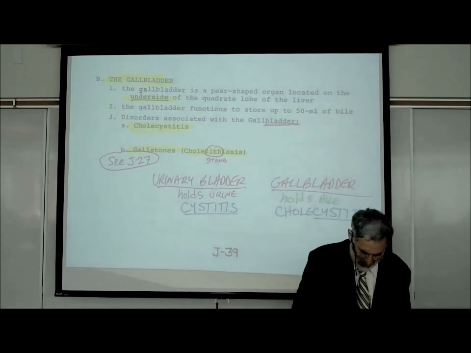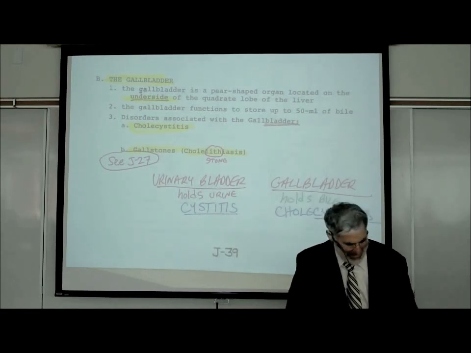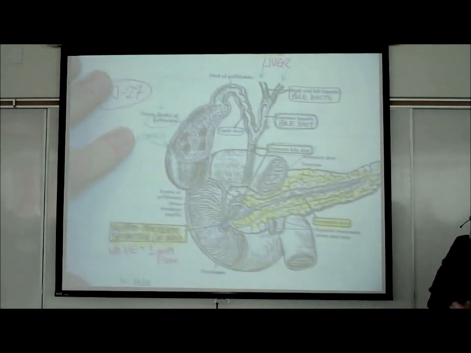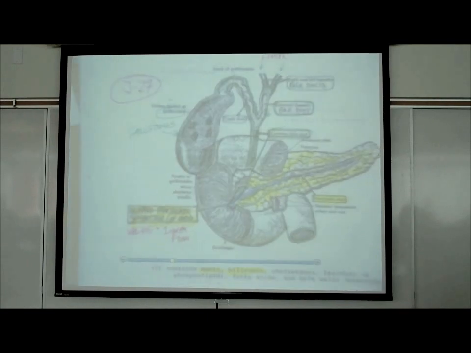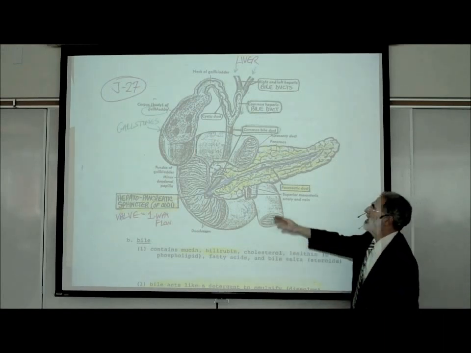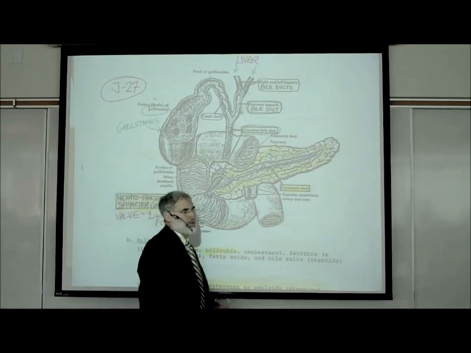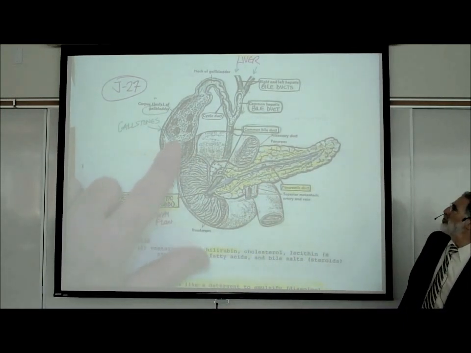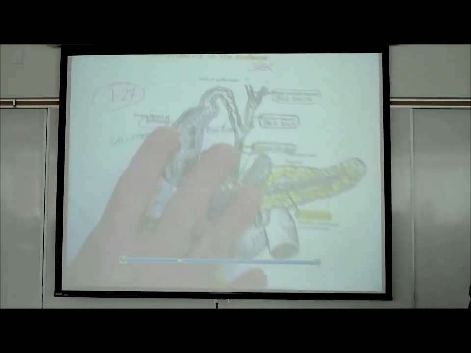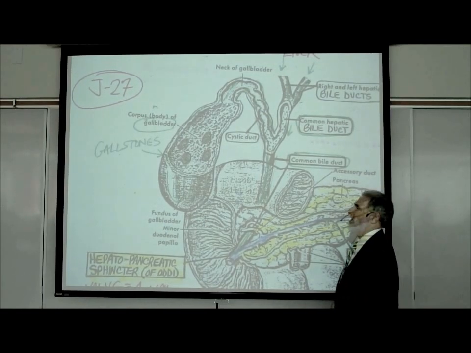Go back here for a second. Yeah, let's go back to J27. And on J27, so this was our picture here. Here's the gallbladder, kind of looking like an avocado. And we said that it holds bile. And I actually even drew in here some gallstones. The gallstones form in the gallbladder. That's where they form. Now, what are they?